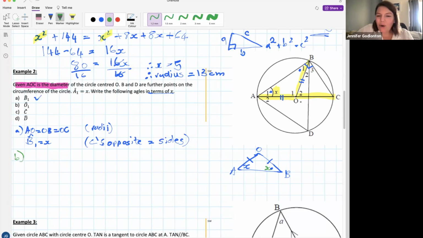We're looking at O1. We're looking at this guy over here. So we know that A1 is X and we know that B1 is X. So if we look at this little triangle here, we know that those two are X's. What would O be in terms of X? What would O be in terms of X? What is the sum of all of my angles in a triangle? What does it have to equal?